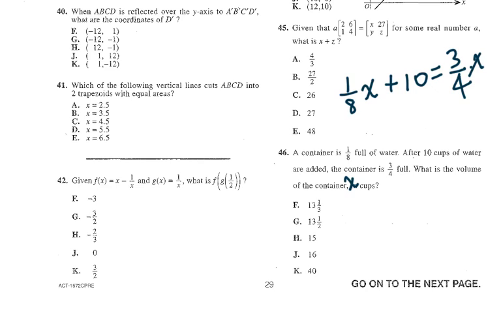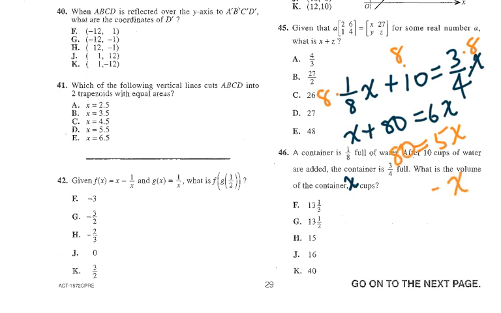We don't want to deal with a fraction. Therefore, multiply by 8 for every term. You will get x plus 80 equals 6x. Then subtract x from both sides. You will get 5x equals 80. X will be 16. That's the answer.